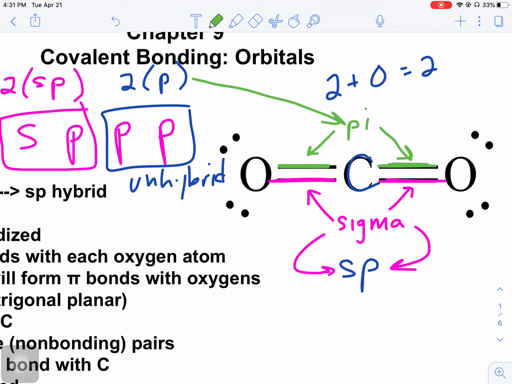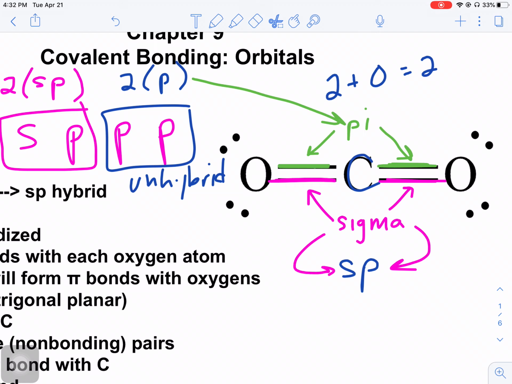So we've got these sigma bonds that are caused by the head-on overlapping of the sp orbitals, but carbon also forms a pi bond with its neighbors, and it's caused by the side-on overlapping of these p orbitals, okay? So there are two sigma bonds and two pi bonds in this molecule.